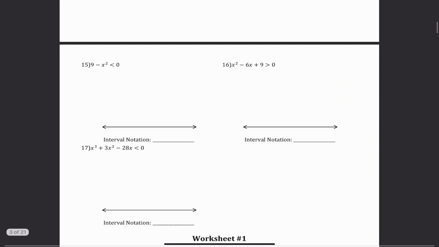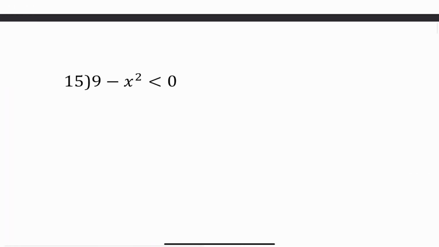Okay. Number 15. Now I have 9 minus x squared, which is less than 0. I am just going to real quickly rewrite this as -x squared plus 9 is less than 0. That's what I'm going to look at. Okay? So here, because there's a negative, I'm going to factor this out, right? There's a negative up front. I'm going to factor the negative out. I got x squared minus 9, which is less than 0.